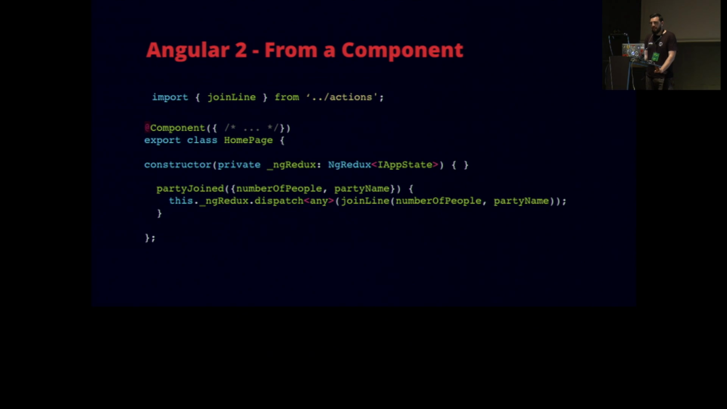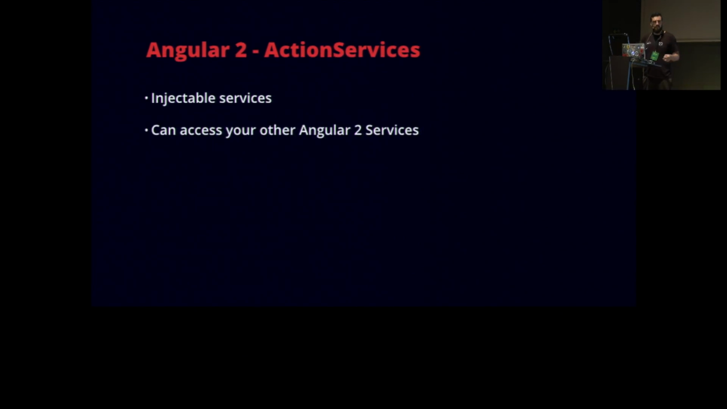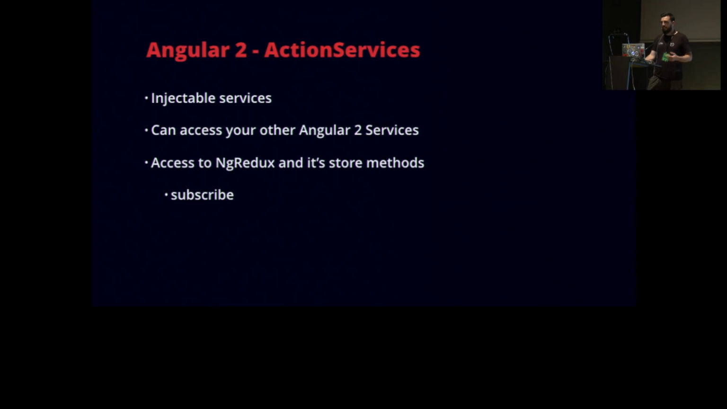However, the challenge with doing things this way is that within your action creator, you lose access to Angular 2's dependency injection. This is usually one of the first questions I get asked when people are starting with Redux: how can I access my Angular services? The pattern that I prefer is the action service pattern, where you create an injectable class that is meant to be dispatching your actions. You can access your other Angular 2 services, so if you've built out your API layer, you can have access to that. You can also inject ng-redux and have access to its store methods like subscribe, getState, dispatch, etc.